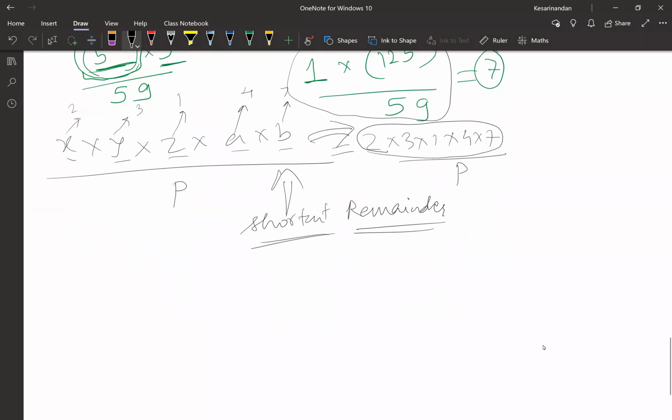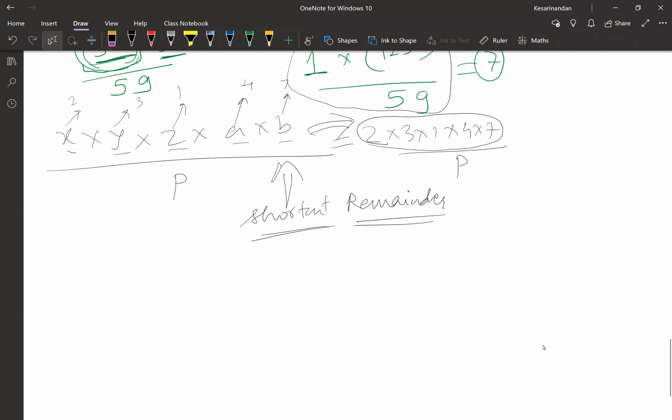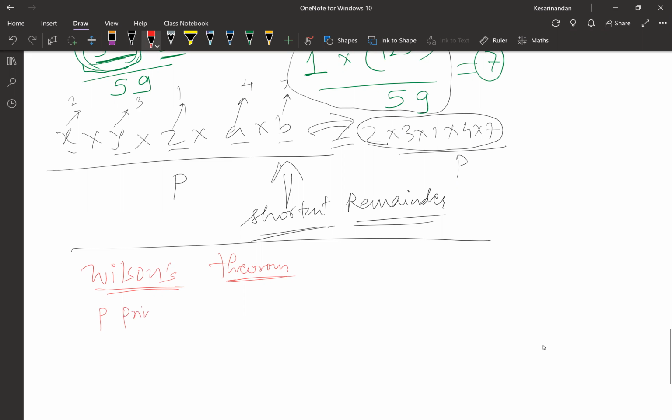Let's move forward then. Now we will have a specific pattern of questions, and that would be factorial related. And we have a special theorem for that. That is Wilson's theorem. So, what is Wilson's theorem? Here again we have something prime. If P is a prime number, then (P minus 1) factorial plus 1, when divided by P, will always give the remainder as 0.